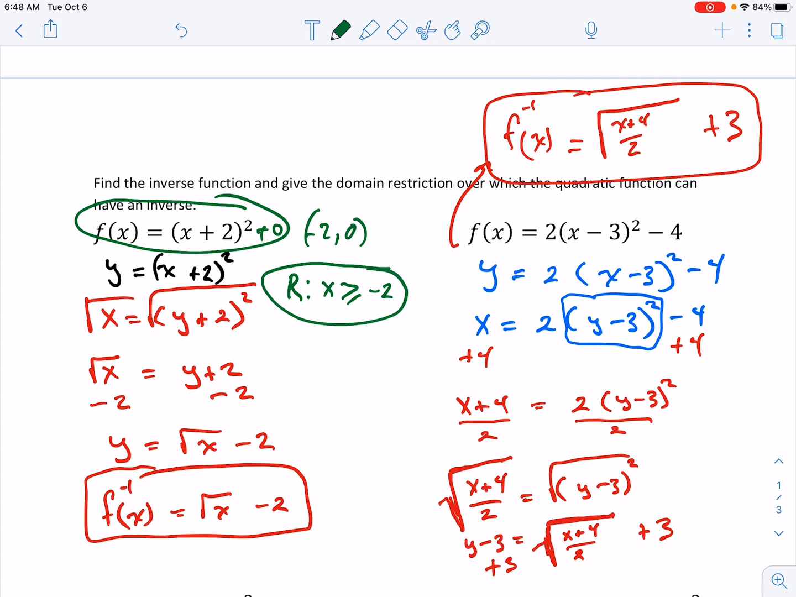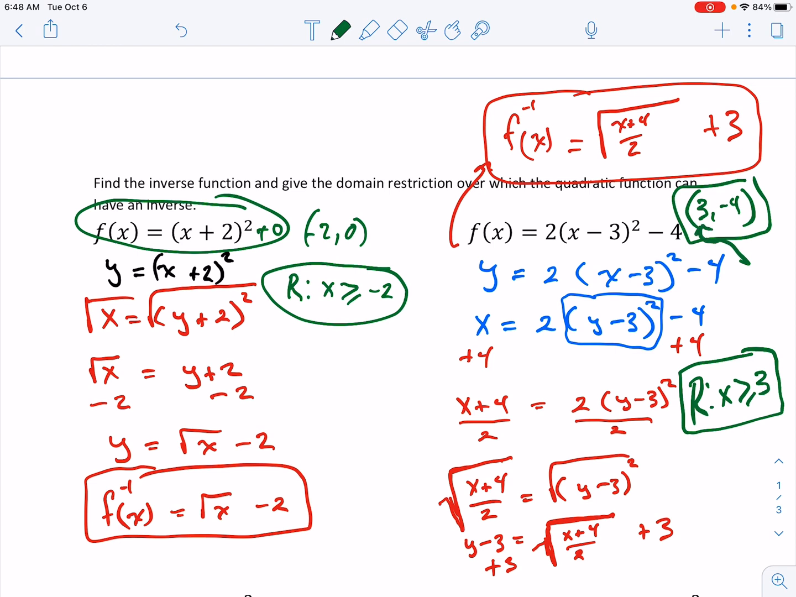Okay, over here, our vertex is 3, -4. Right, there's your vertex. So the restriction will be x values that are greater than or equal to 3. So just take that first value in the vertex. H is going to be the opposite of what's in the parentheses. So in that case, it's +3.